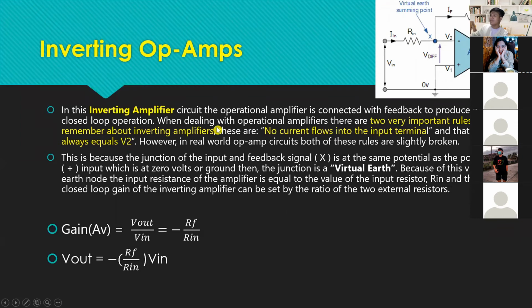And then, so when dealing with operational amplifiers, there are two very important rules to remember about inverting amplifiers. Okay? So again, this is only applicable to inverting amplifiers and differential amplifier. So, yung iba, iba na yung rule nila. So, the first two rules, or yung pinaka-importanteng rules, is no current flows into the input terminal. Okay? So what are those terminals? So we have the V2 and then the V1. Walang dumadaloy na kuryente doon.